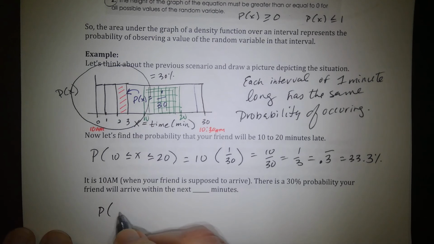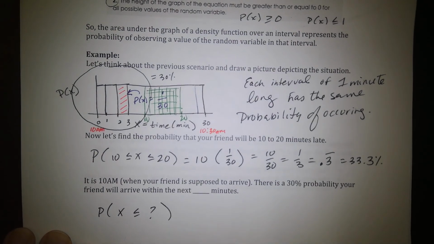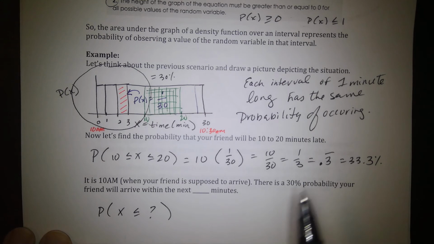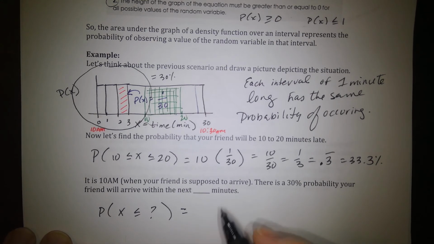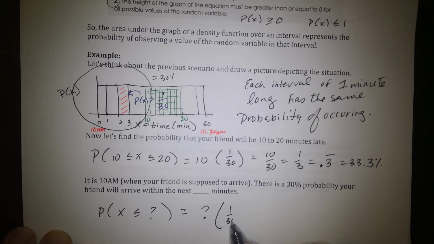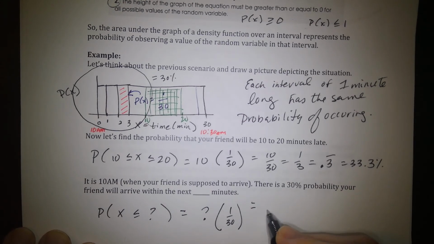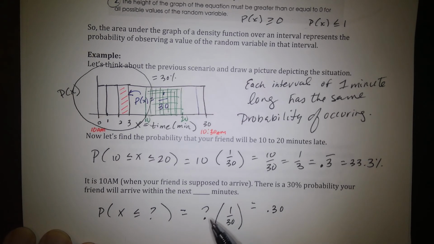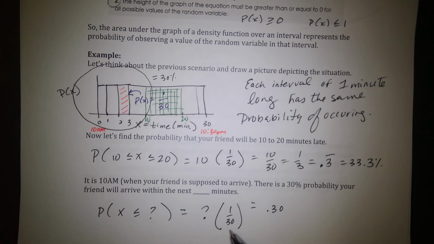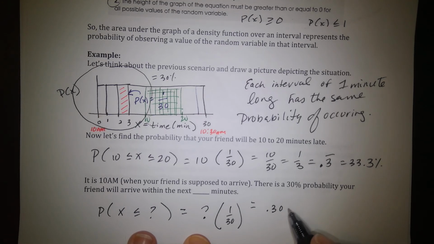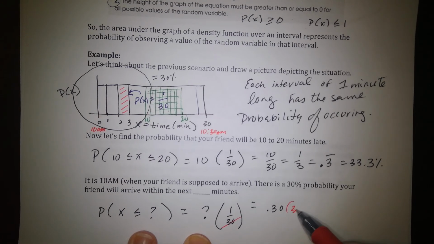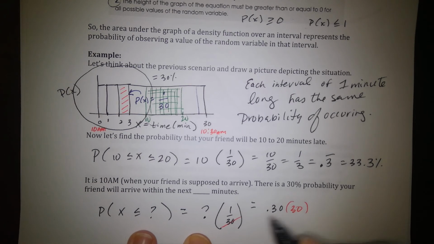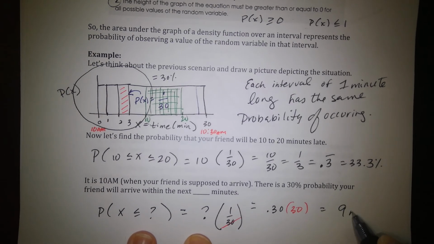So basically I'm looking for the probability that x is going to be less than some number. I don't know what that number is going to be, but I do know however many minutes that is, when I multiply that by 1/30th of each bar, it's going to total 30%. So all I have to do is solve for that variable. I'm going to multiply both sides by 30 and then I'll have my answer. So when I multiply both sides by 30, I'm going to get that the question mark equals 9 minutes.